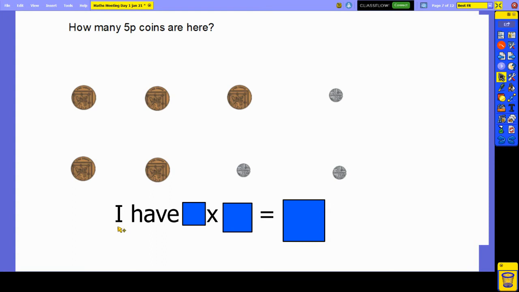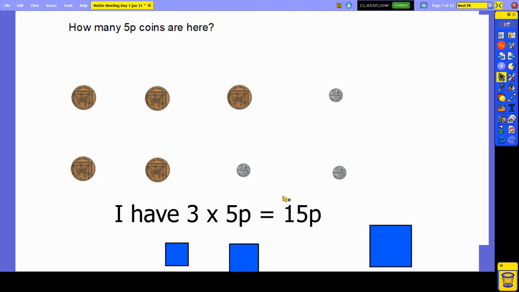That's brilliant work. I have 3. I have 1, 2, 3, 5p coins. So I know they're 5p's. These silver ones, they're 5p. I have 3 times 5p equals, fantastic, 15p. We must write our p in our pence, 15 pence, when we're writing equations for money.